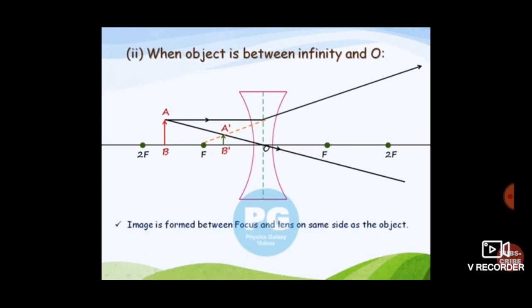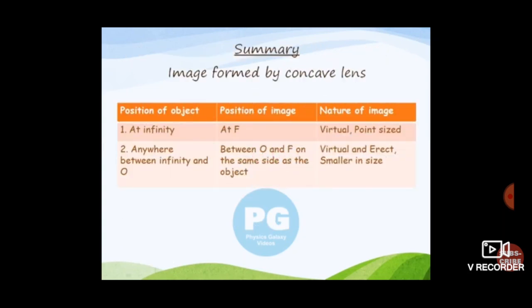So the image is formed between focus and lens on the same side as the object. The image is virtual and erect, and it is diminished, that is smaller than the object. Here we see the summary of image formed by a concave lens. When the object is at infinity, the image is formed at focus, which is virtual and point-sized. When the object is placed anywhere between infinity and optical center, the image is formed between optical center and focus, on the same side as the object. And the image is virtual, erect, and smaller in size.